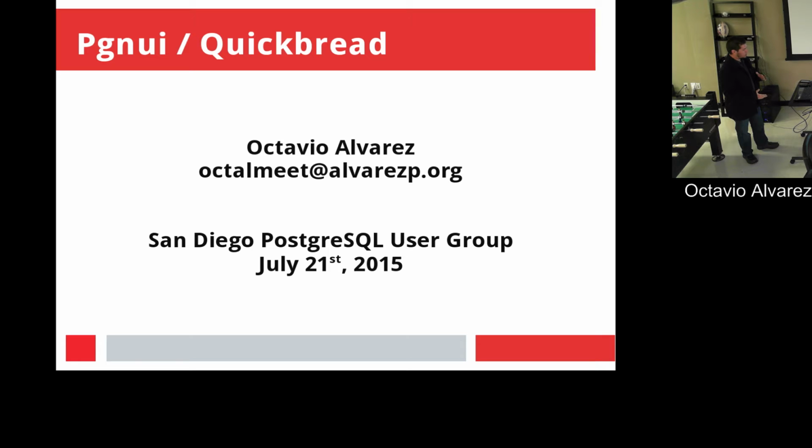I offered Joe the presentation about Quickbread, which is a program that I'm writing, and I was expecting to have Quickbread in much better shape for today. However, that's not the case because of many different reasons. So I'm going to present about both Pgnui and Quickbread. Both do the same thing, so I'm not going to deviate much from what I wanted to present in the first place.